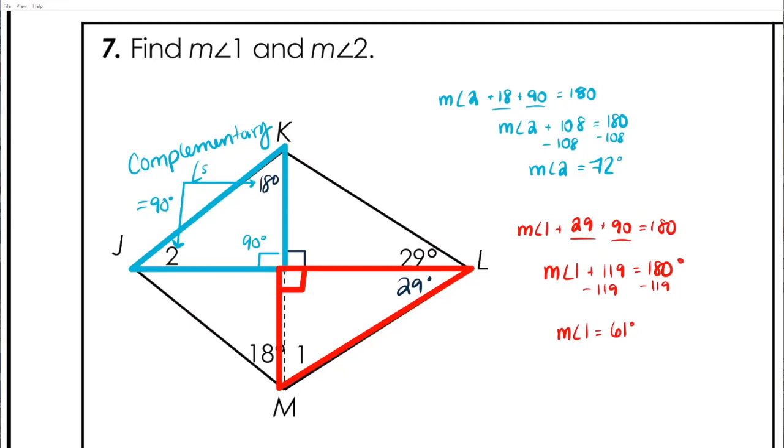You could just subtract 29 from 90 because those two have to be complementary, since 90 is already taken up by them. But what we're most comfortable with is the triangle sum theorem. Triangle sum theorem is not going to get you sideways. Complement theorem won't get you sideways either. But some people don't recognize that as easy. Any other questions on 7?